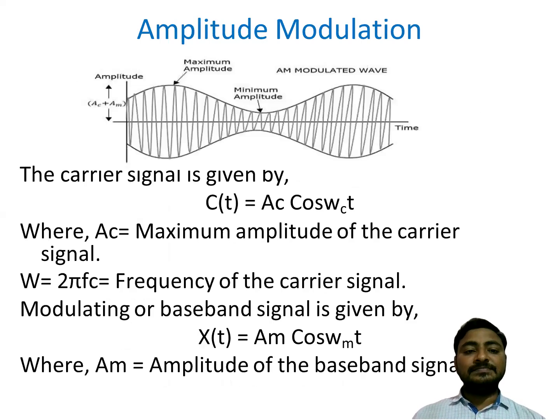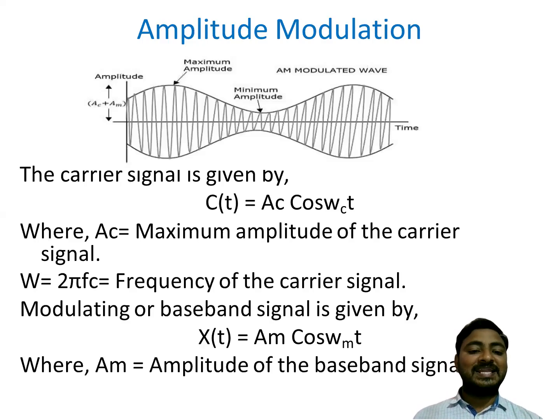Next, the amplitude modulated signal contains a mixing of the message signal and carrier signal. The amplitude modulated signal contains an amplitude equal to AC plus AM and frequency equal to FC plus FM. The carrier signal can be represented by c of t. c of t is equal to AC cos omega c t. AC is the amplitude of the carrier signal. Omega c is the angular frequency of the carrier signal. Omega c is equal to 2 pi fc.